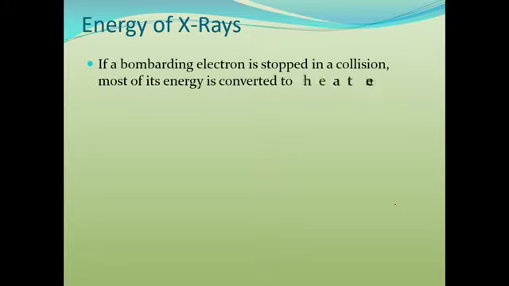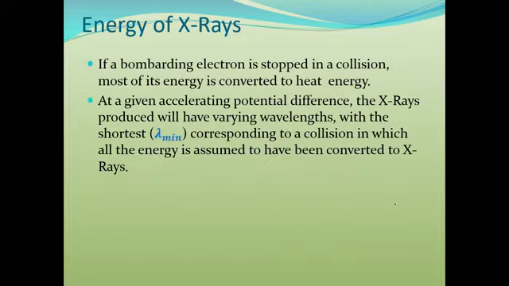One, if a bombarding electron is stopped in a collision, most of its energy is usually converted to heat energy. This was well explained when I was talking about the production of X-rays. So at a given accelerating potential difference, the X-rays produced will have varying wavelengths, with the shortest wavelength corresponding to a collision in which all the energy is assumed to have converted to X-rays. So that is the first case I want you to note.